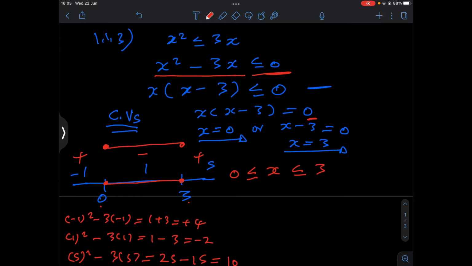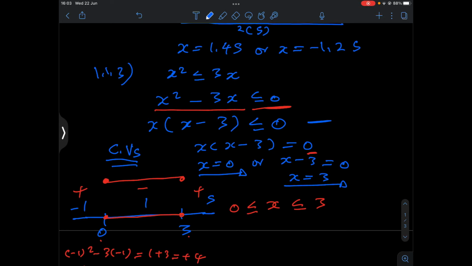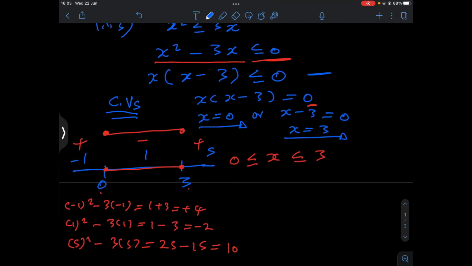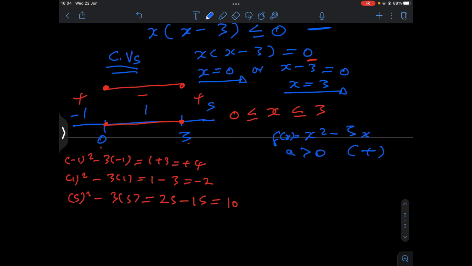If we were to use the graphical method, what we would have to do is draw the quadratic function x squared minus 3x. Since the a value there is greater than 0, which is positive, this is a smiley face. So the graph would look like this, and its roots lie here. The roots we've just calculated, which are the critical values, 0 and 3.